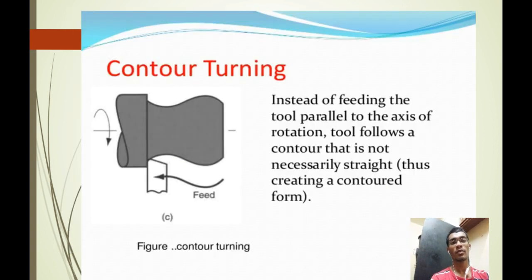The next is contour turning. Instead of feeding the tool parallel to the axis of rotation, the tool follows a contour that is not necessarily straight. This gives a curved surface to the workpiece.